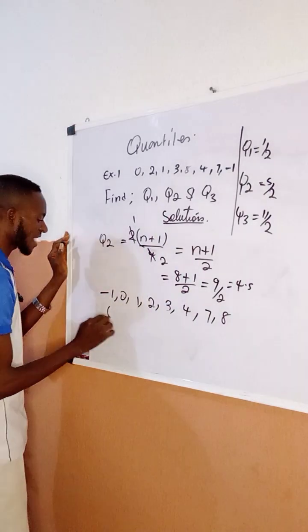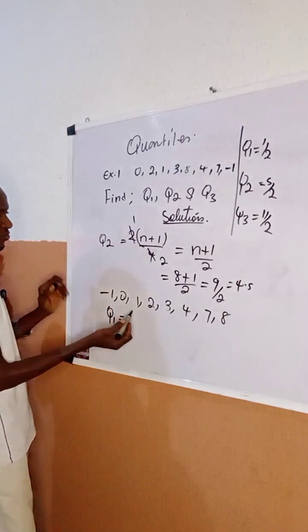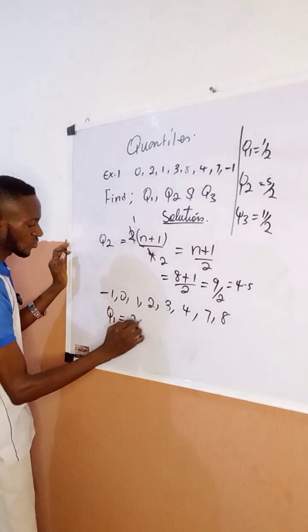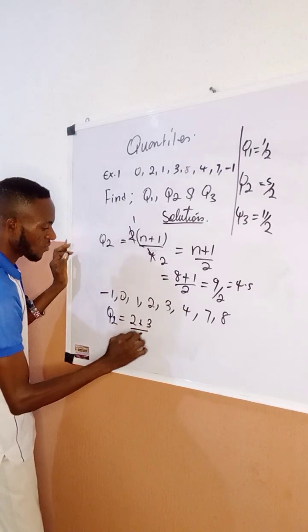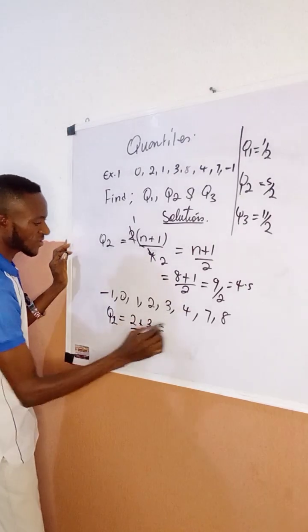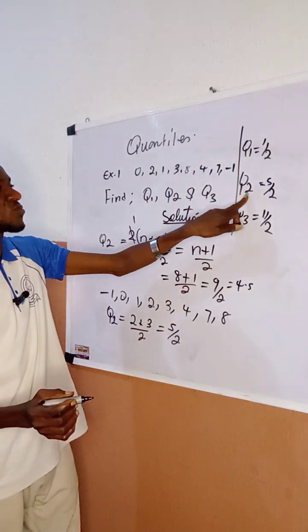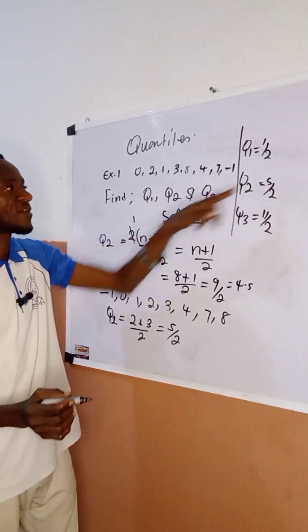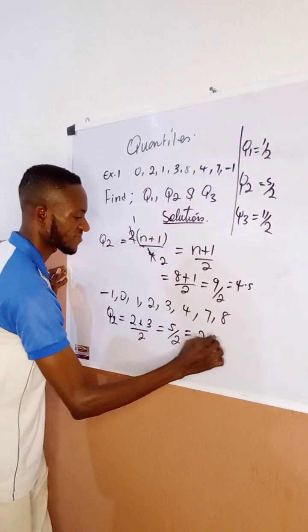So my Q2 is given as 2 plus 3 all over 2, which is 5 over 2. And do remember that we got Q2 here as 5 over 2, which gave us 2.5.